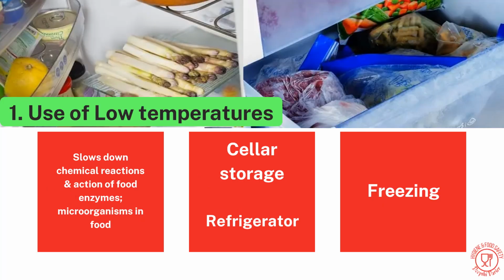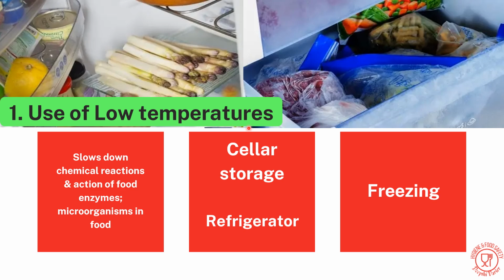One of the most commonly used methods of food preservation in a home or a commercial setup is by lowering the temperature. Lower temperatures ensure that the microorganisms are unable to grow. Their activities are slowed down, their enzymes are slowed down. Even the enzymes present in food are unable to act because all the chemical reactions are slowed down at low temperatures. So that is the main idea behind using low temperature.